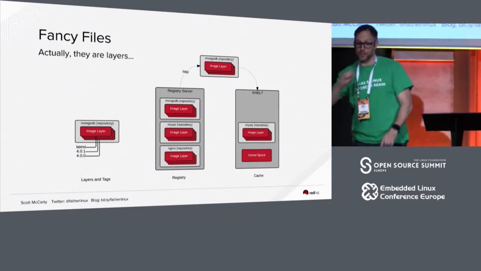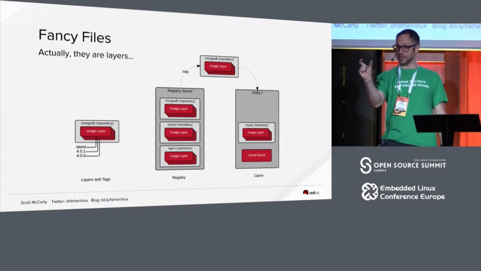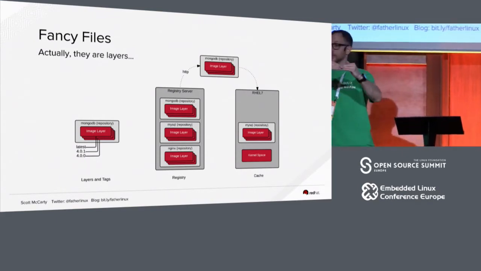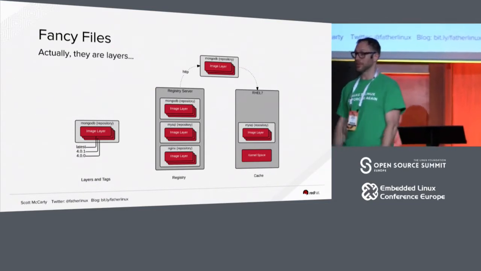You can also randomly pull a layer. You don't have to pull a tag. That's another thing people don't realize. You can pass it this big ID, and it will pull only that thing down to an image. And then when you go to run that, it can be completely broken. That's another thing people don't realize.